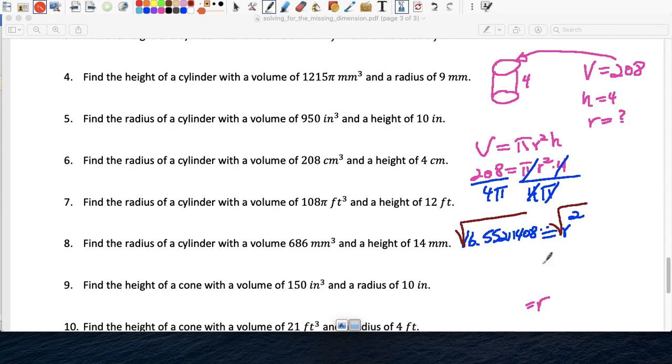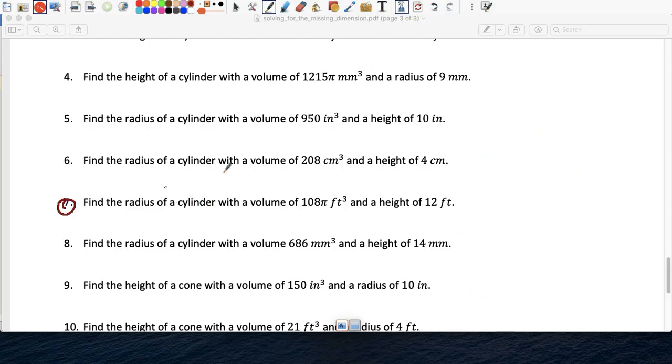Because like I said, if we round here and then we round our final answer again, we're going to be further away from the actual answer. So we only want to round the end, the final answer. So if you take the square root of both sides, you're going to get that the final answer radius is 4.07 whatever centimeters. Okay.